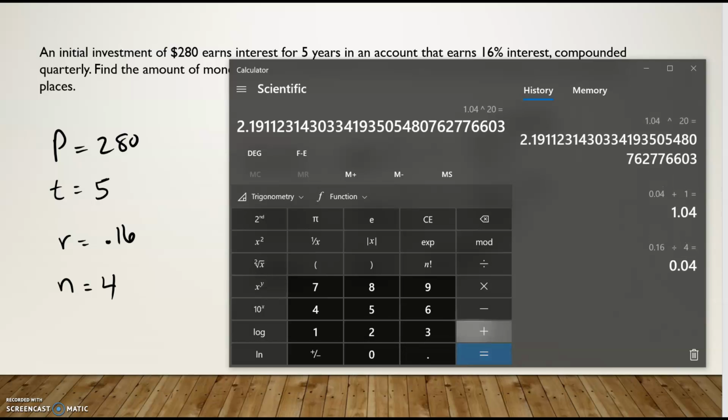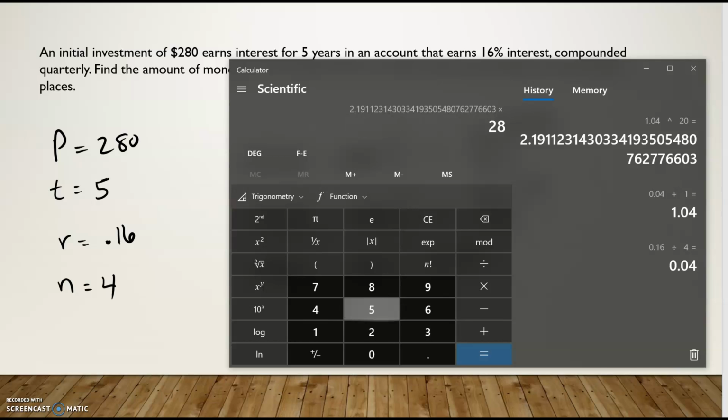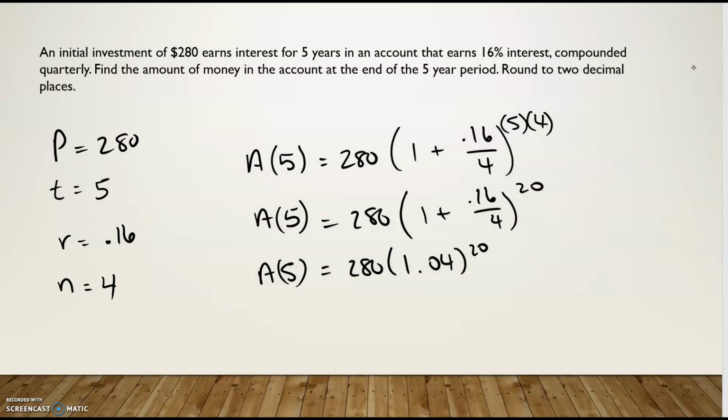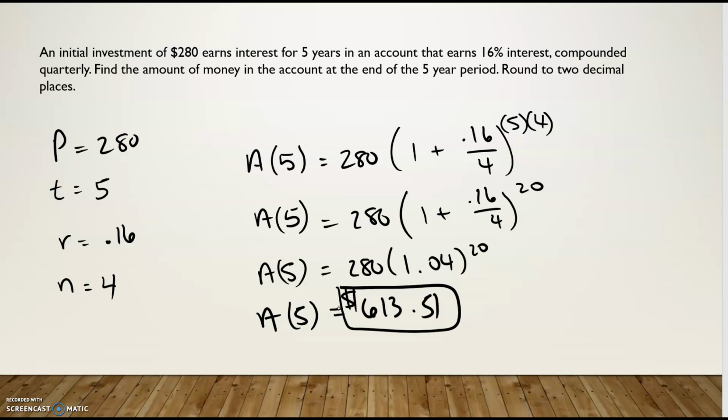I'm going to go ahead and multiply it times the 280. So we get 613.514. Okay, that 4 is not going to change that 1, so it's 613.51. And this right here would be our final answer.